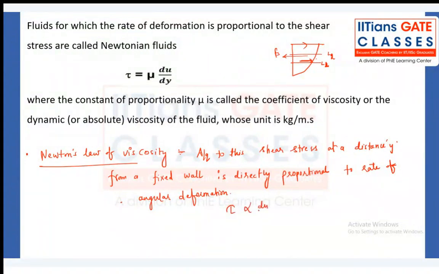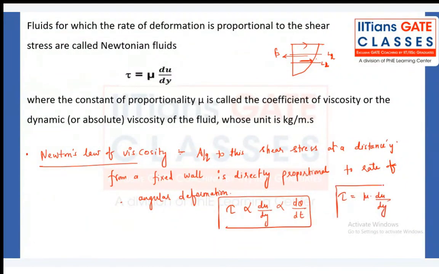Tau will be directly proportional to du by dy, or directly proportional to d theta by dt. If you remove the proportionality constant, you get tau equals mu times du by dy. That proportionality constant is called dynamic viscosity, absolute viscosity, or coefficient of viscosity. Three names are there. The fluids which follow Newton's law of viscosity are called Newtonian fluids. Otherwise, they are called non-Newtonian fluids.